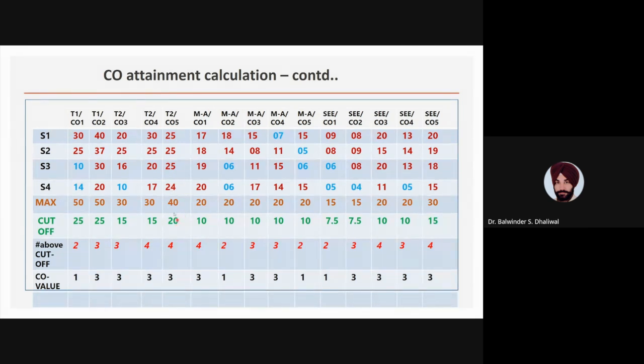Cutoff marks are considered as 50% of the maximum marks. That's why here it is written as 20 because the maximum marks are 40. Here it is written as 15 because the maximum marks are 30. That way you can see 20, 10 like that. And this stands for the number of students above cutoff. In every column, cutoff is given and then we count the number of students above that cutoff. Like in this particular column, the cutoff is 15 and the number of students above cutoff is 4. That's why it is written as 4.